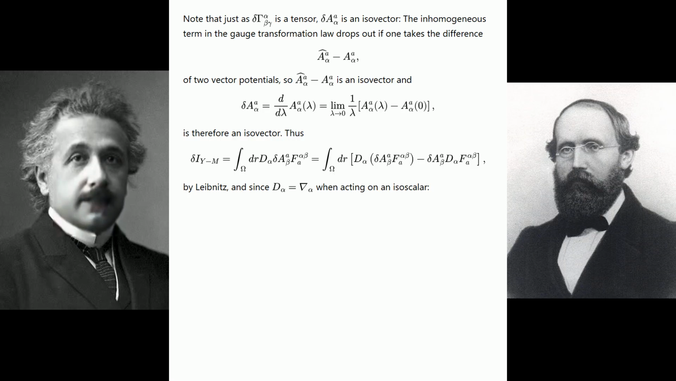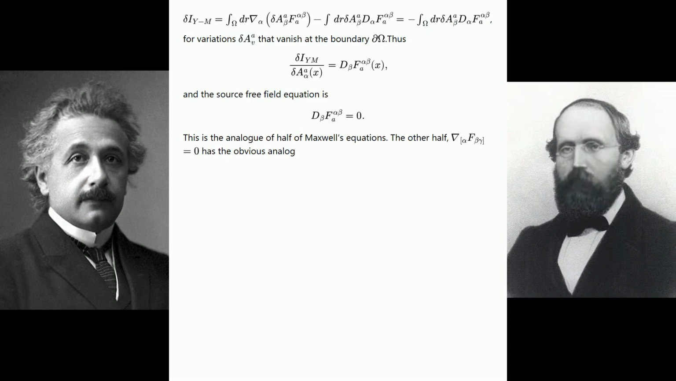By Leibniz, and since D sub alpha equals gradient sub alpha when acting on an isoscalar, delta I sub y minus m equals the integral from omega to of dr gradient sub alpha delta A sub beta to the A f sub A raised to the alpha beta, minus the integral from to of dr delta A sub beta to the A d sub alpha f sub A raised to the alpha beta, which equals negative the integral from omega to of dr delta A sub beta to the A d sub alpha f sub A raised to the alpha beta, for variations delta A sub beta to the A that vanish at the boundary partial differential omega. Thus, see the equation shown.